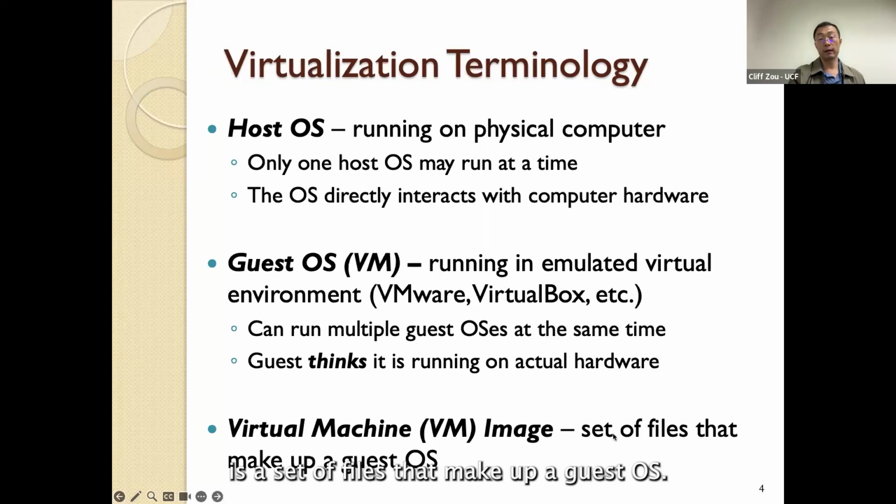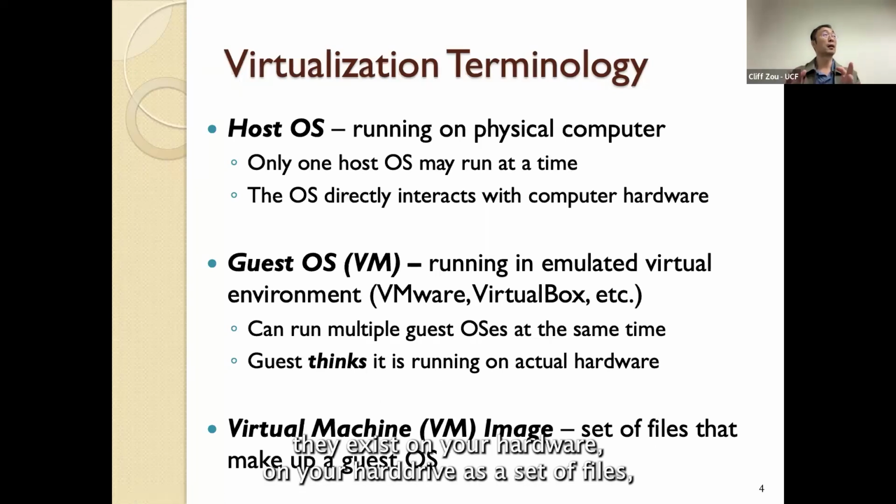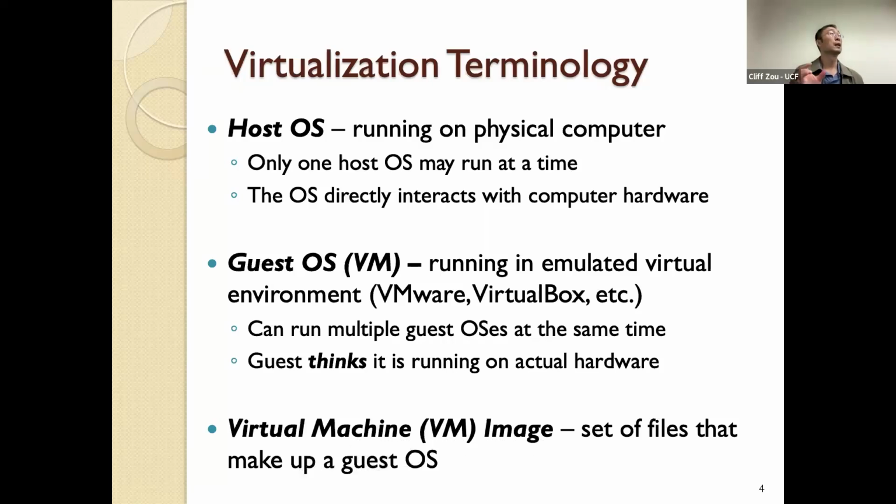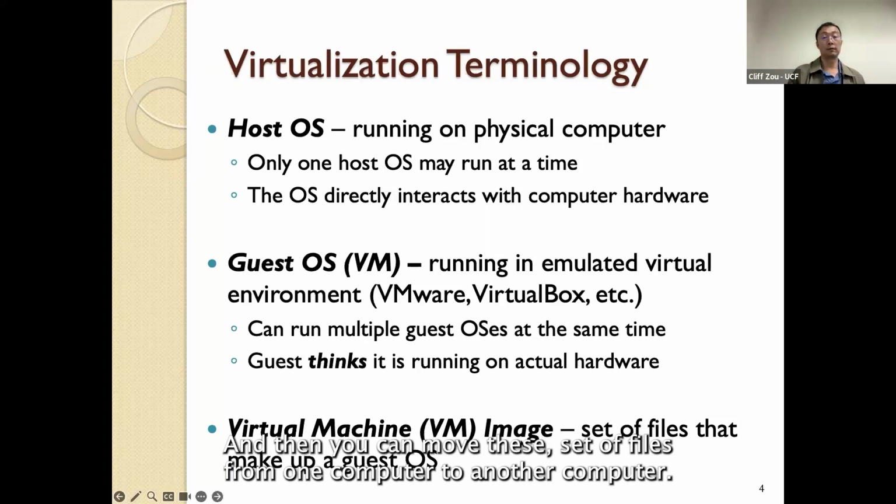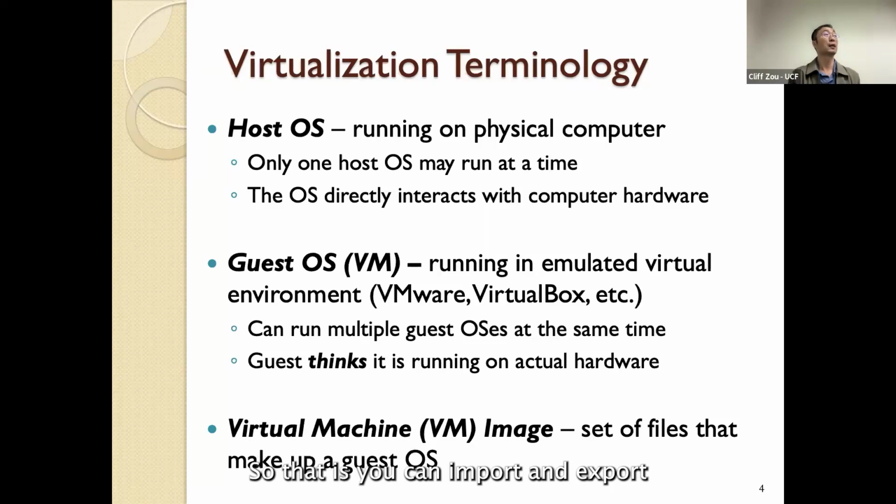A VM image is a set of files that make up a guest OS. Once you install a VM in VirtualBox or in UTM, it exists on your hard drive as a set of files, either a single file or usually multiple files. Those files we call a VM image. And then you can move this set of files from one computer to another computer. So you can import and export a VM image very conveniently. That's one advantage of a VM image.